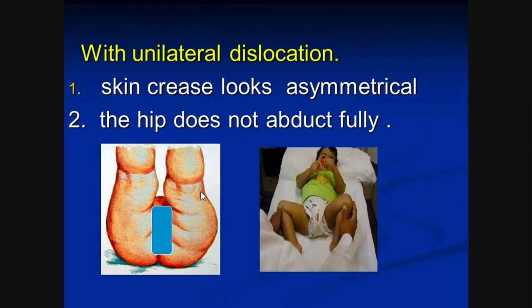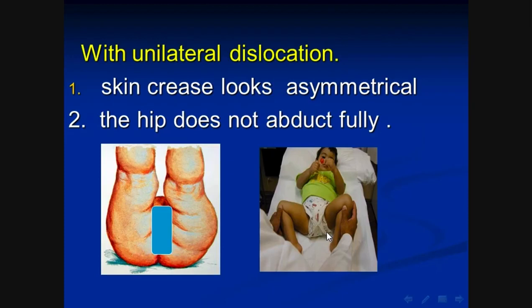If you look at the picture here, there is asymmetry of the skin crease. On the affected side, the left side, there is an increase of the skin crease and the skin fold in comparison to the right side. An increased skin fold or skin crease means a positive sign for DDH. The other is limited abduction. Severely limited abduction means that the affected hip is dislocated.